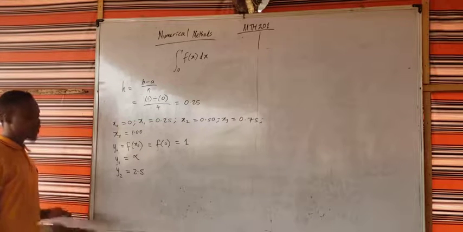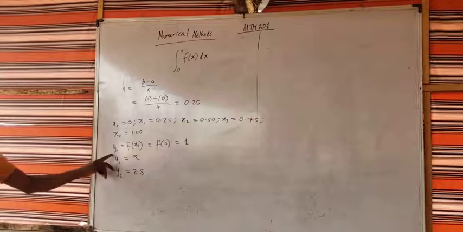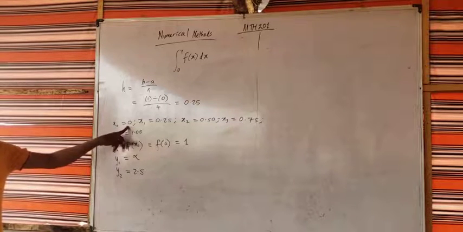What's the issue now? Look at the values you are given. Y naught is f of x naught. That's f of 0. They told us f of 0 is 1. Can you see that there? Yes.